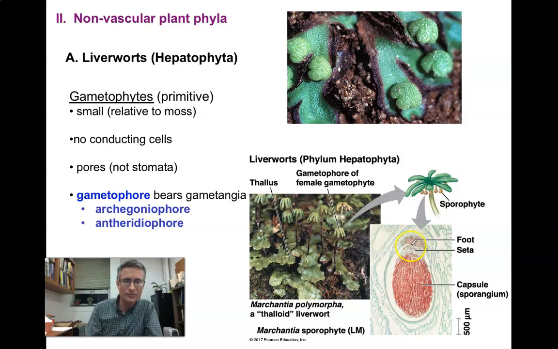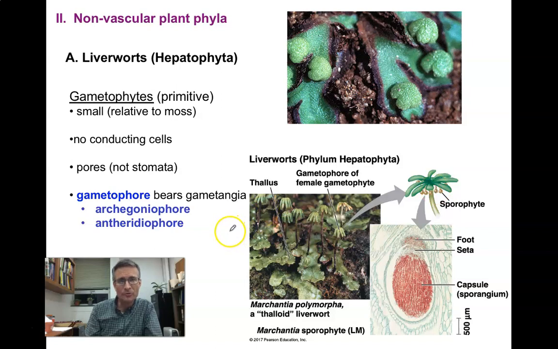And once this egg is fertilized and becomes a zygote and starts to divide, this structure right here is basically the whole sporophyte. So as you can see, the sporophyte is really small over here, and we'll formally mention that in just a second. All right, so that's the archegoniophore. You can see the little sporophytes dangling from below it.